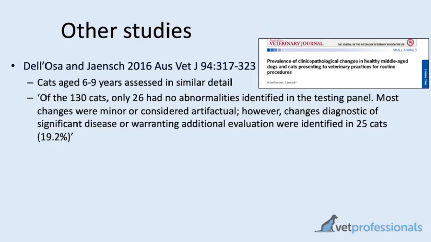Another last two things to finish with. So this is again even more slightly up to date for us. Not really old cats, cats aged 6 to 9, but assessed in detail. And again, this statement here of how common it was to find problems. Of the 130 cats, only 26 had no abnormalities. And whilst many changes were minor, changes diagnostic of significant disease were identified in 25 cats, which was 20% of the cats overall, so a fifth of the cats overall.